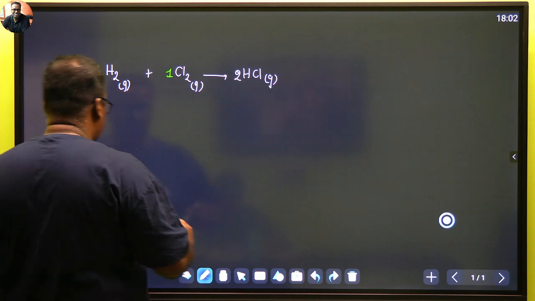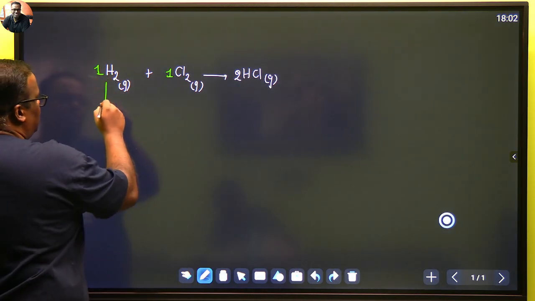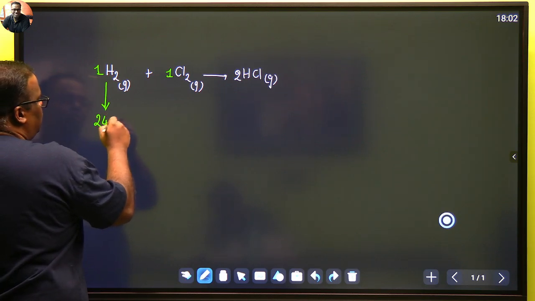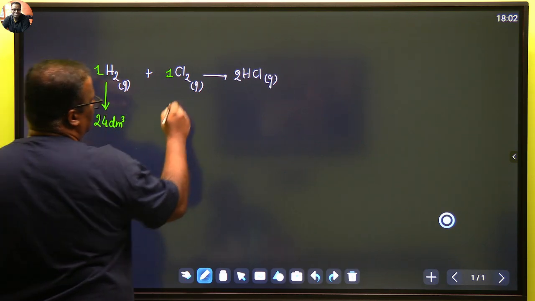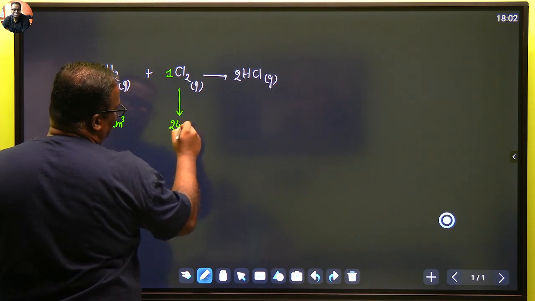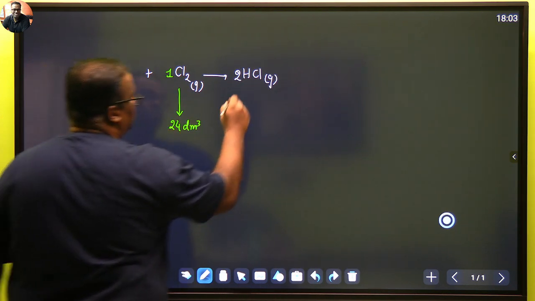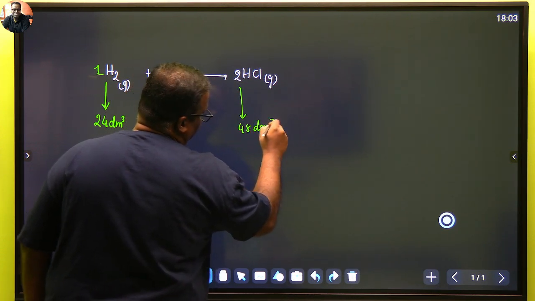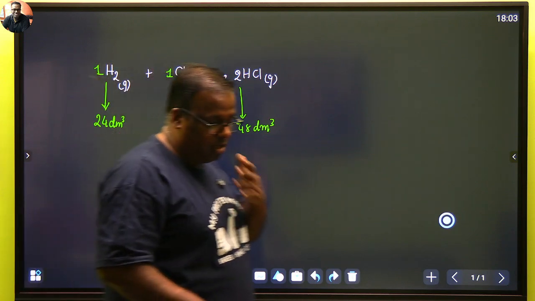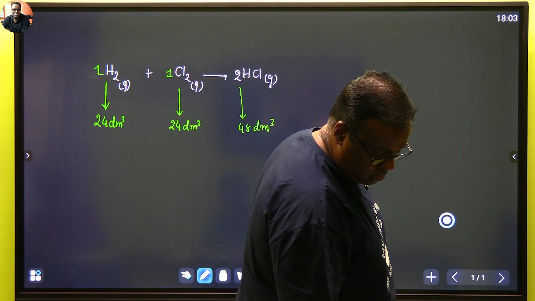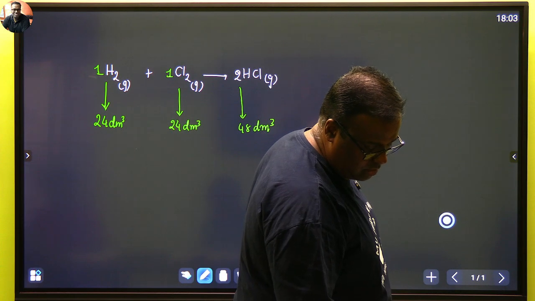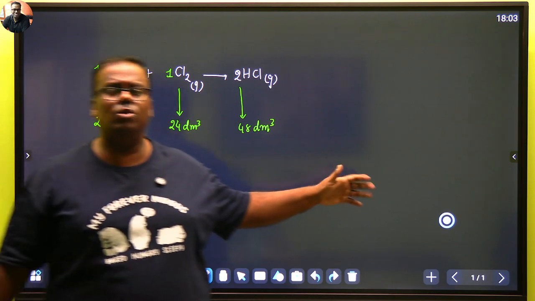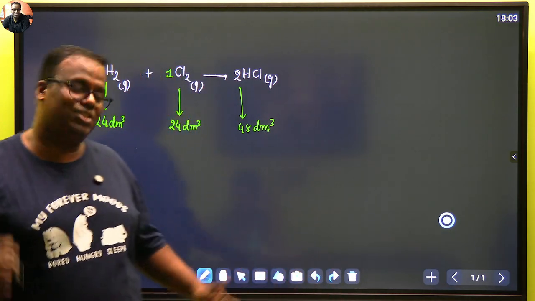So if we go by volume, if the reaction is happening at RTP, that means you have 24 dm cube of hydrogen reacting with how much? 24 dm cube of chlorine, producing how much? 48 dm cube. Exactly correct. 48 dm cube it produces, and it produces 48 dm cube of what do you call this, HCl. No, that's not a question. It's just to explain you. Abhi question aayega. We'll go by concentration, then the interesting questions will come.